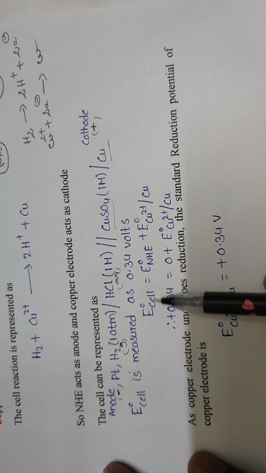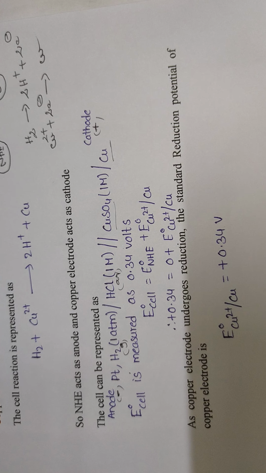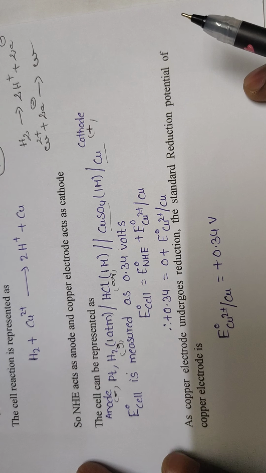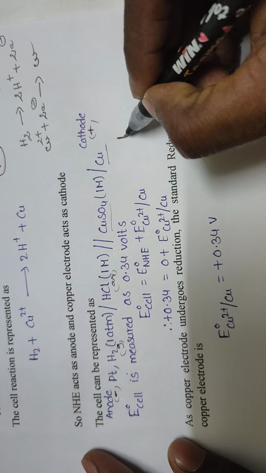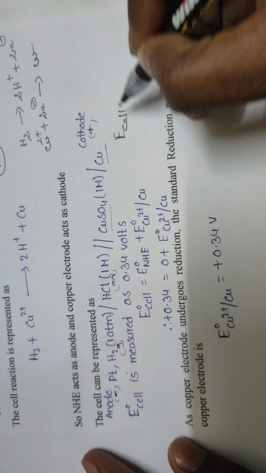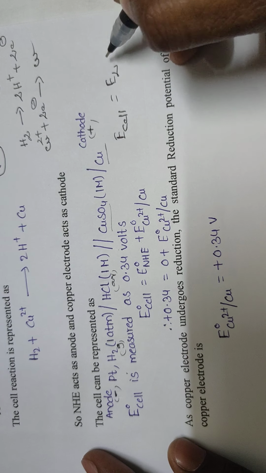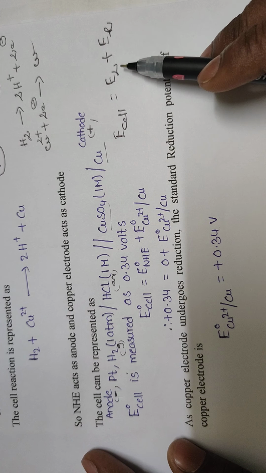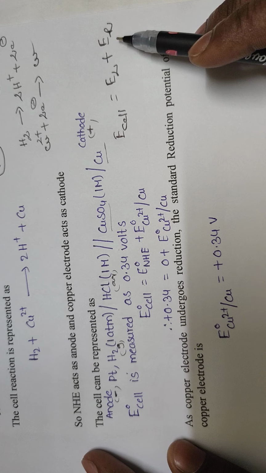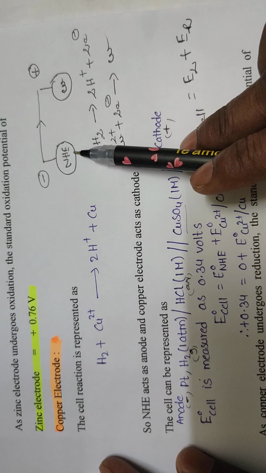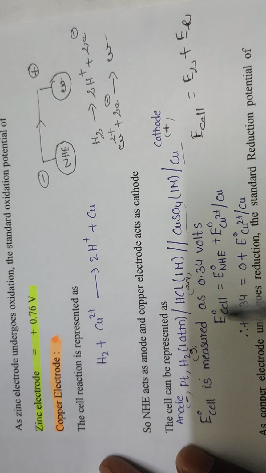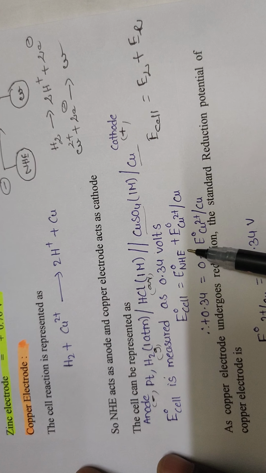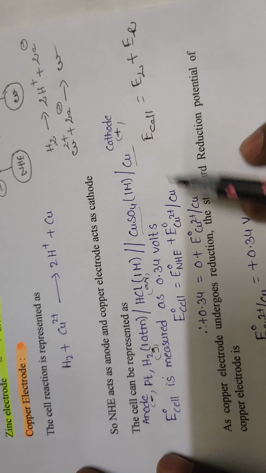Okay, so E cell, what is the formula? According to EMF, E cell equal to EL plus ER. That is left hand side electrode plus right hand side electrode. Here the left hand side electrode is the normal hydrogen electrode and the right hand side electrode is the copper electrode. That is why E cell equal to E NHE plus E Cu2+/Cu.